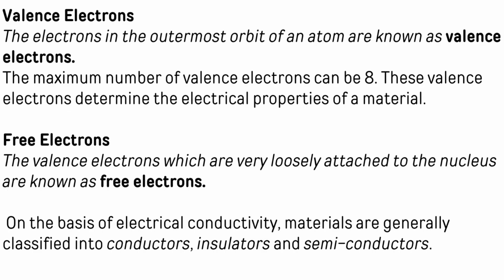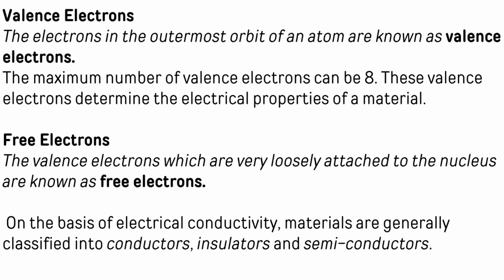Valence electrons. The electrons in the outermost orbital of an atom are known as valence electrons. The maximum number of valence electrons can be 8. These valence electrons determine the electrical property of a material. Free electrons. The valence electrons which are very loosely attached to the nucleus are known as free electrons.